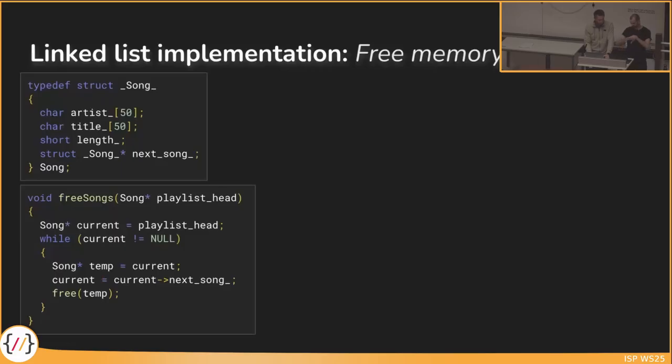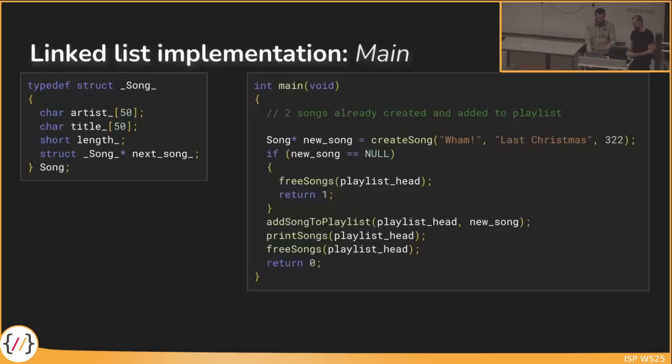So if we put this all together, creating a song, adding the song to the playlist, printing the song, and freeing the song, how does it look? Just calling all the functions that we've just implemented. So in the end, printing the songs and also freeing the songs, always passing the playlist head. And now we can also call this free songs within this if statement, because this was just commented out at the beginning.